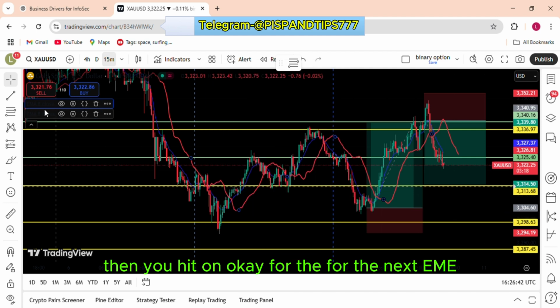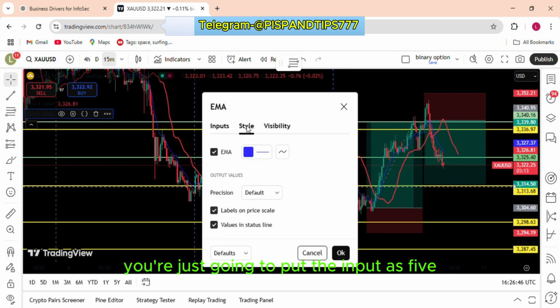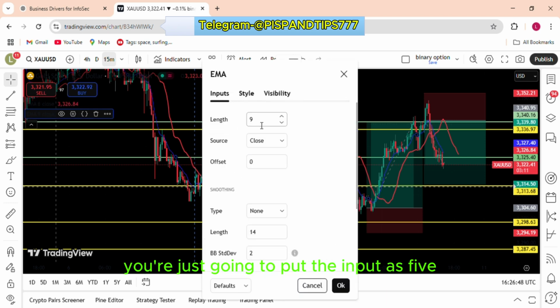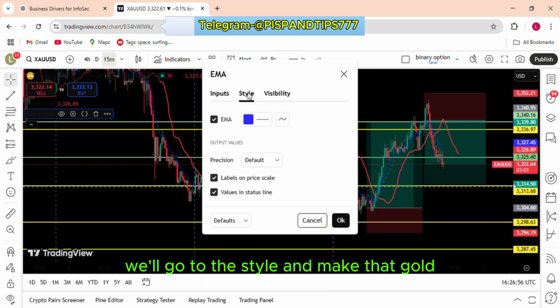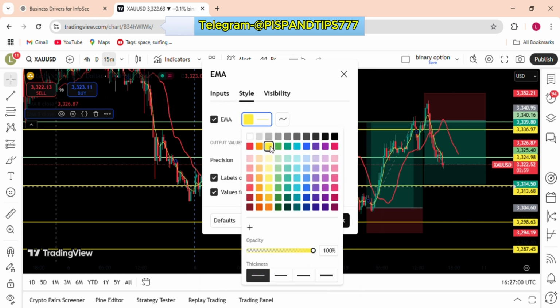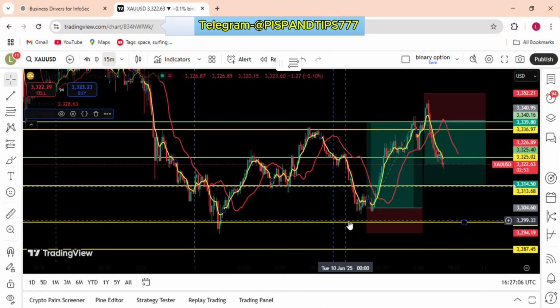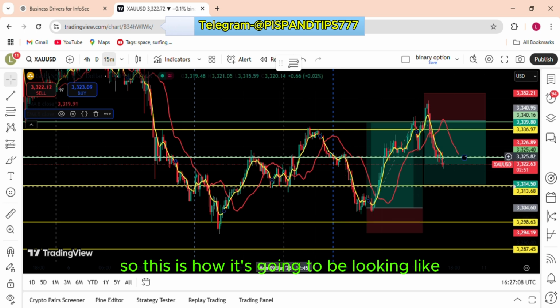For the next EMA, you're just going to put the input as 5. This time, we'll leave the shift at 0. We'll go to the style and make that gold, and also thicken the line. So this is how it's going to look.